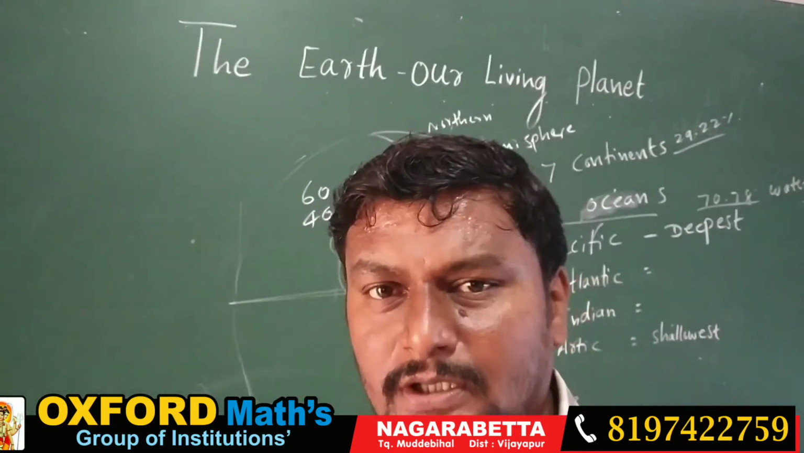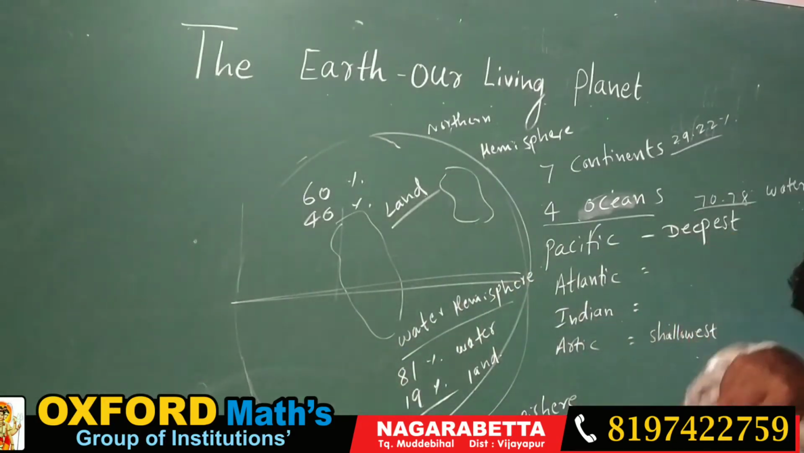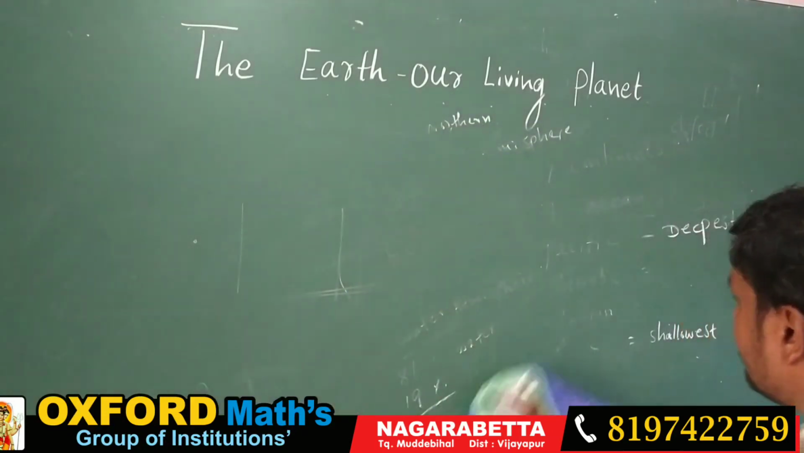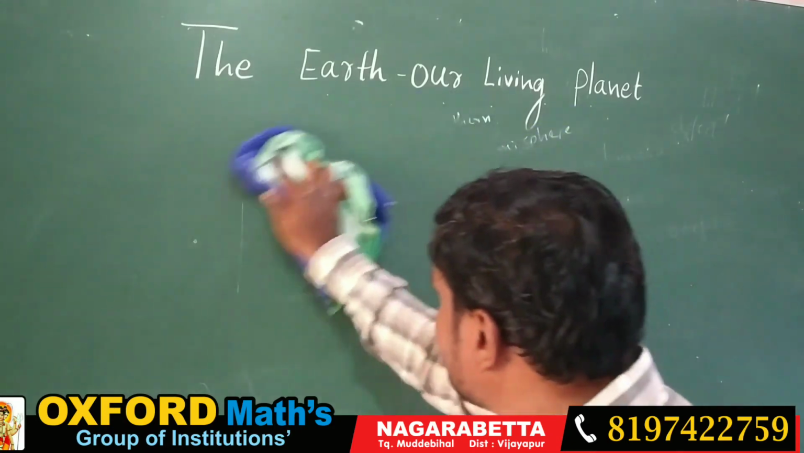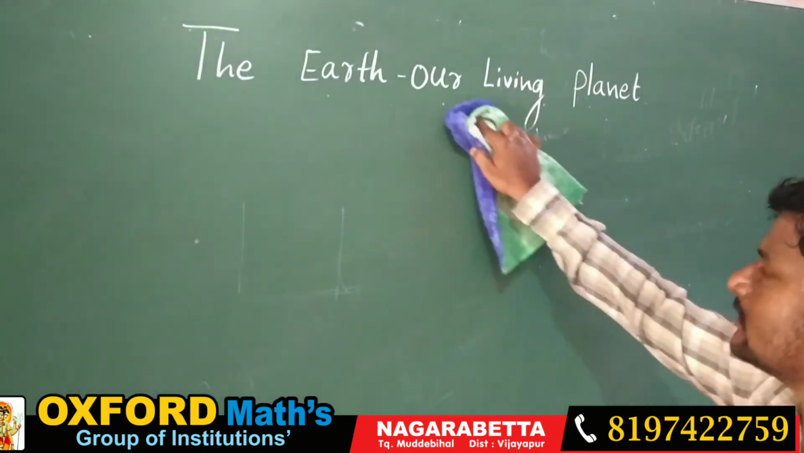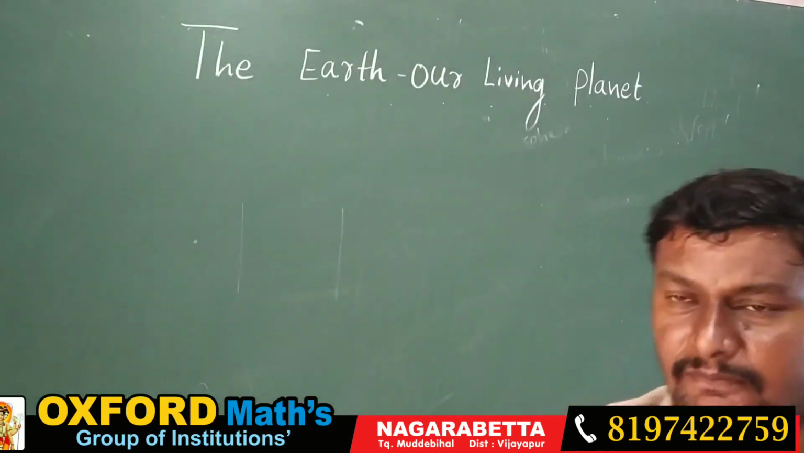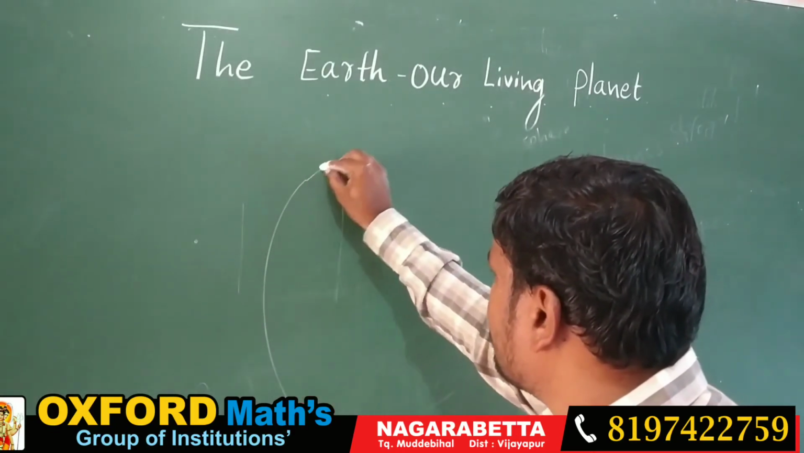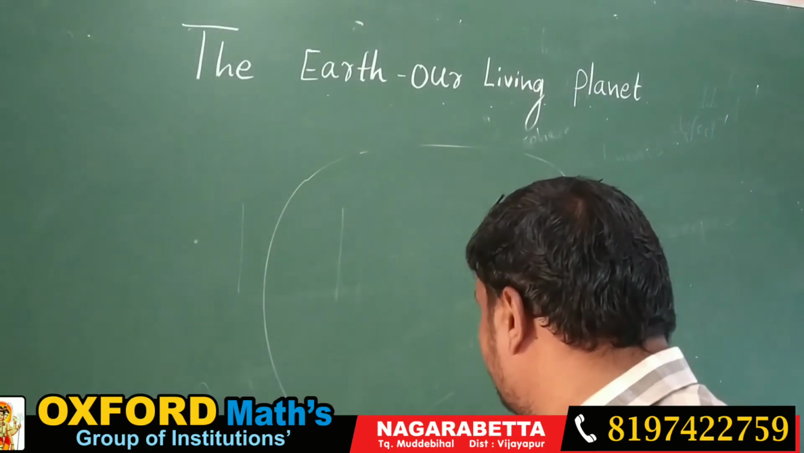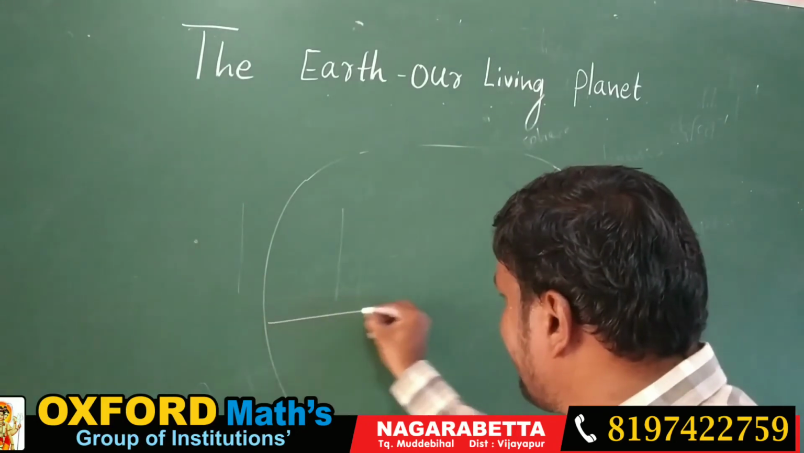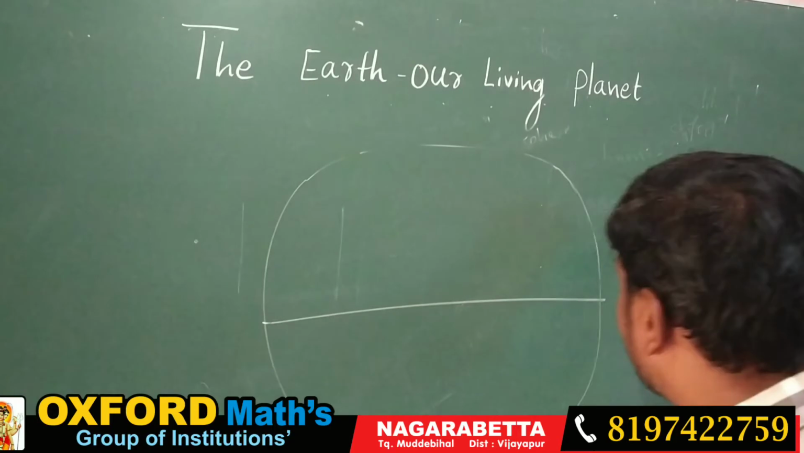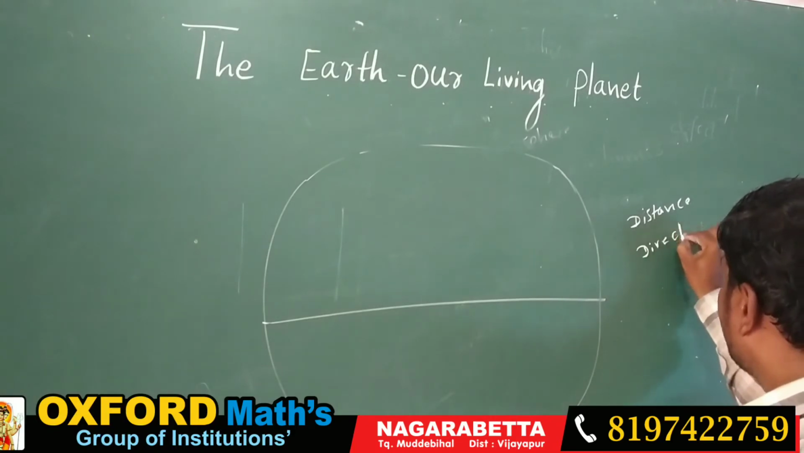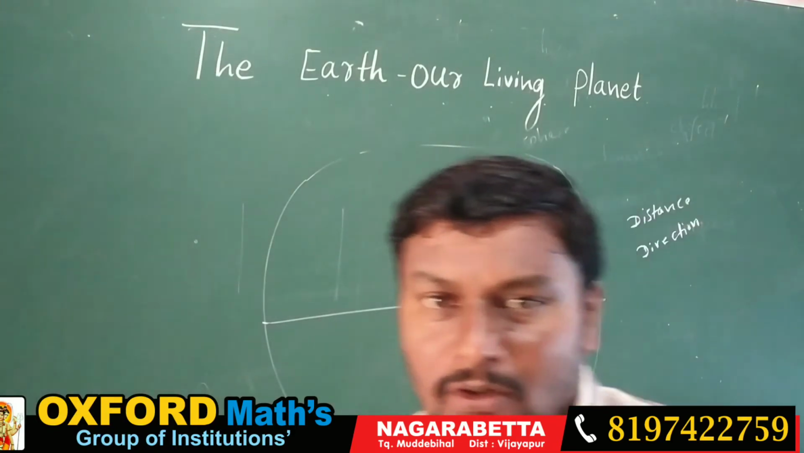Like this, we are going to discuss some facts about the earth. Now some more important information. To study the direction and the distance to travel from one part of the earth to another, we need a direction and we need a distance. For distance and direction purposes, we draw some imaginary lines on the earth.